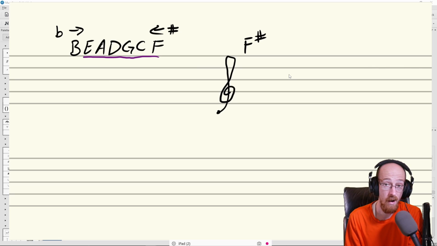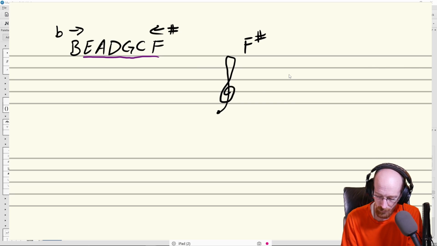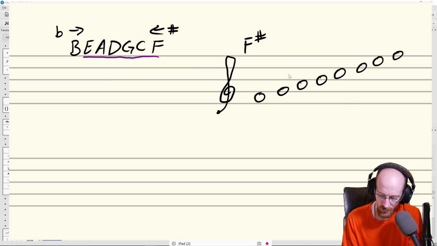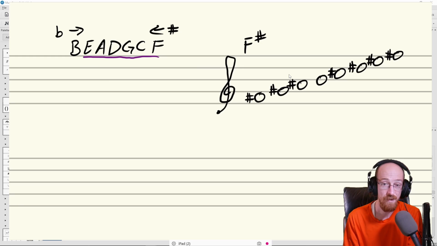So everything is sharp except for B natural in F sharp major. So if we go ahead, we put down our circles here, our whole notes. And we have F sharp, we've got C sharp, we've got G sharp, we've got D sharp, we've got A sharp, we've got E sharp, and this is also sharp because it's an F. The only thing that's left is B natural.